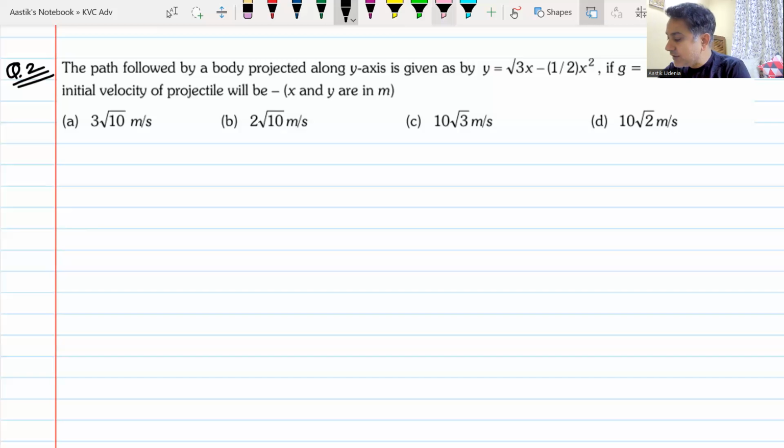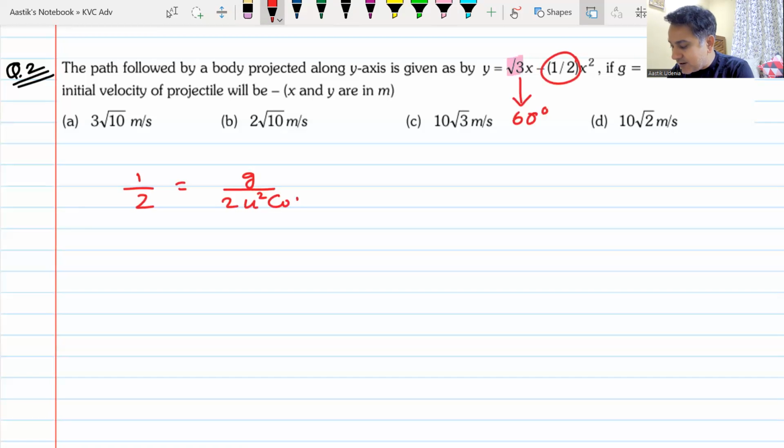So first of all, you can compare this with the standard equation. As soon as you see root 3, you will understand that the angle is 60 degrees. Yes or no? Yes, sir. Then this entire term, half into g by 2 u square cos square theta. Yes or no? Yes, sir.